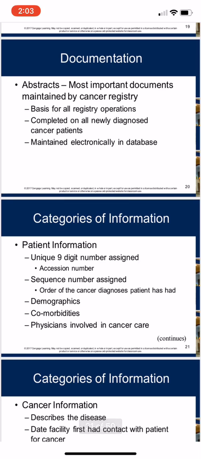A cancer abstract contains several categories of information on the cancer patient and their diagnosis. All right, so first is going to be our patient information, and this should be a review of health records. We've talked about the accession number. This is a 9-digit number assigned to the patient when they're diagnosed with cancer. It's computer generated, and the first 4 digits specify the year, and the last 5 digits specify the order in which the patient was entered into the registry.